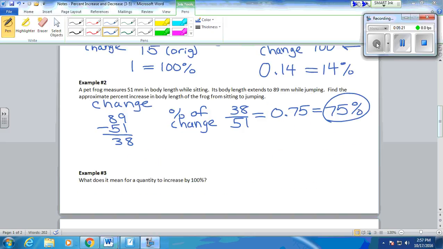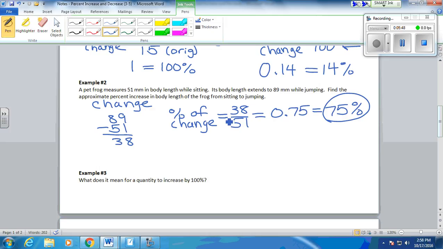When it comes to percents, I like to write more than less because I like to keep track of what the numbers represent. So I'm just showing that the change was the 89 minus 51 to give me 38. The percent of change, again, comes from the amount of change divided by the original amount. So I will get 75 hundredths, which gives me 75%.